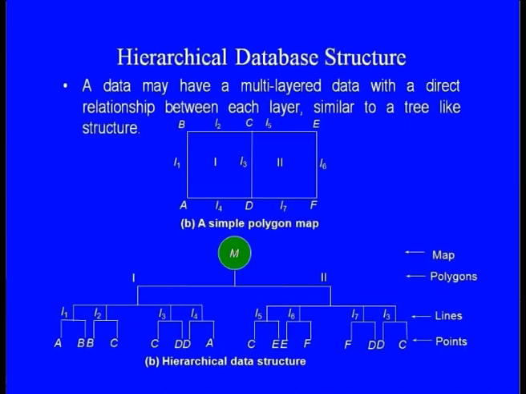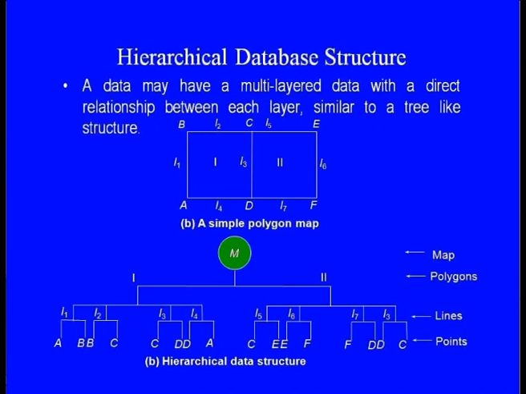First is the hierarchical database structure. Data may have multi-layer data with direct relationships with each other, similar to a tree-like structure. Let us look here at a very simple example to illustrate the hierarchical data structure.